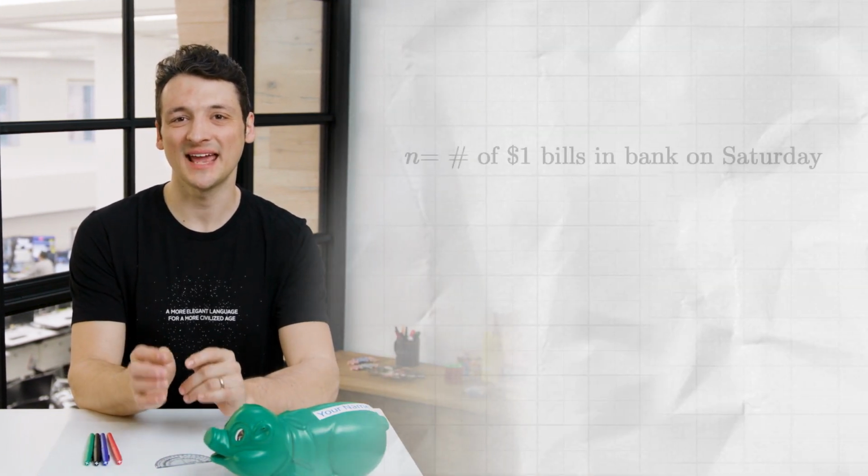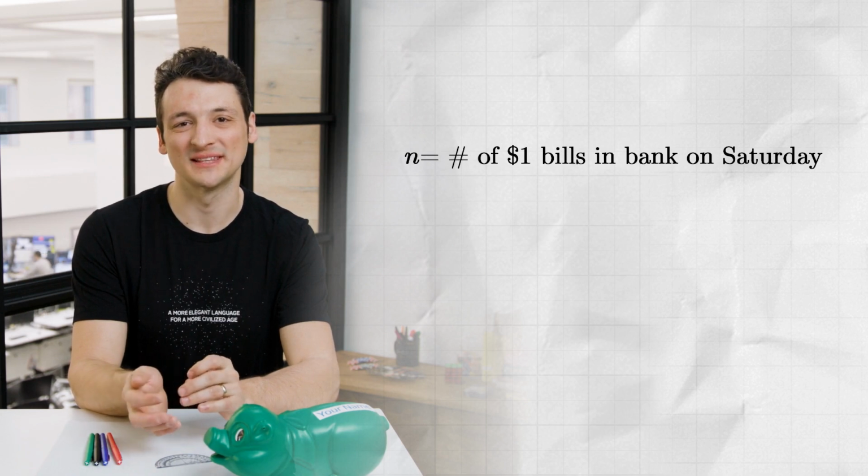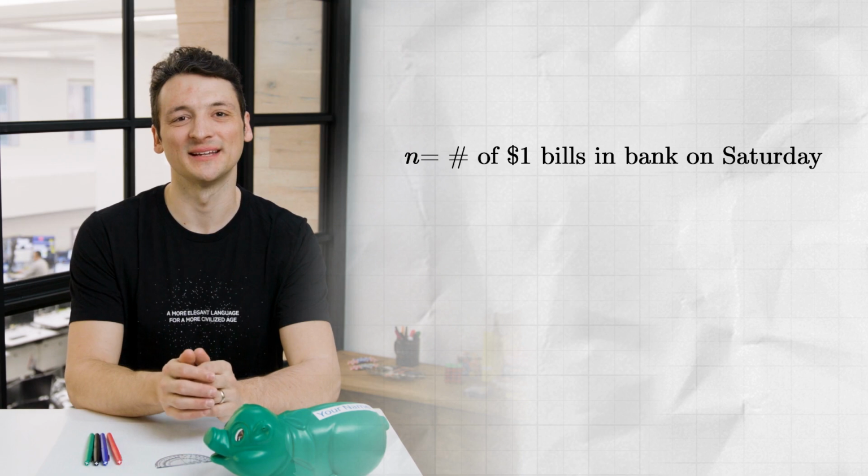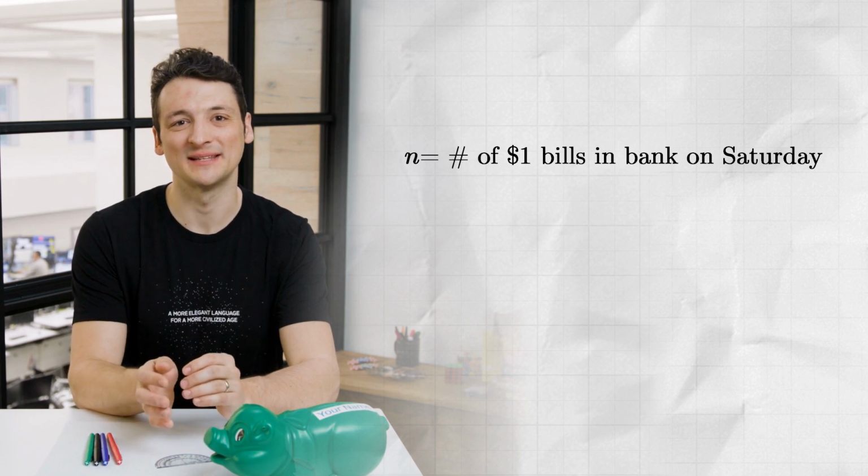I really like this problem because at first it seems like there's not enough information to solve it. You don't even know how many total bills there are in the piggy bank. Somewhat surprisingly, this doesn't end up mattering for the probability that we are calculating. Let's define the constant n to be the number of $1 bills in the piggy bank on Saturday. There are 2 random events we are considering: the type of bill that Grandma added to the piggy bank on Sunday, and the type of bill that you pick out from the piggy bank on Monday.